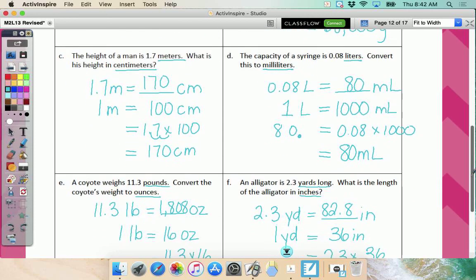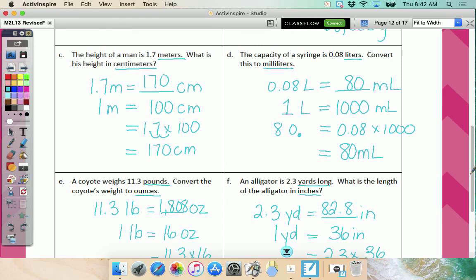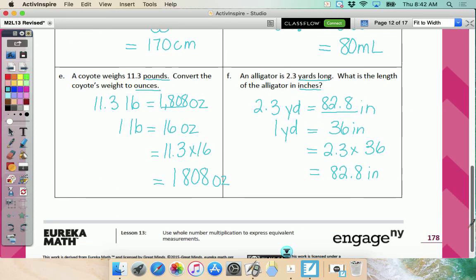Now, we already did D, didn't we? So take a look at C. Make sure you got that one right. And E and F. Yes? On E, isn't there supposed to be a decimal? Yeah, in front of the 8. Thank you very much. So that means I take that comma out somehow. So 180.8 ounces. Okay, so let's look at the exit ticket.